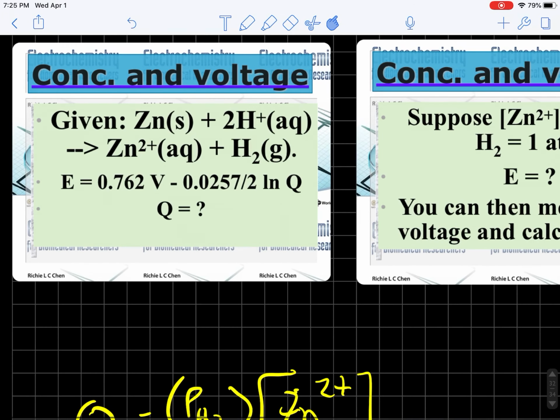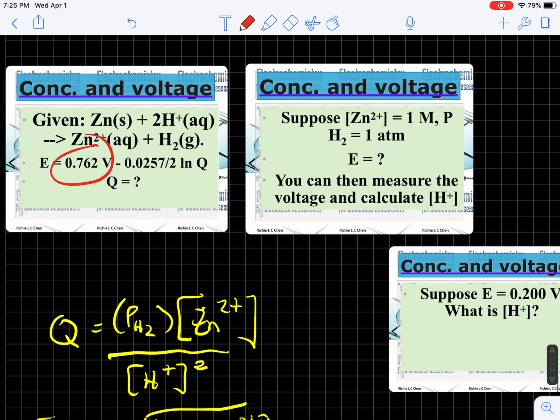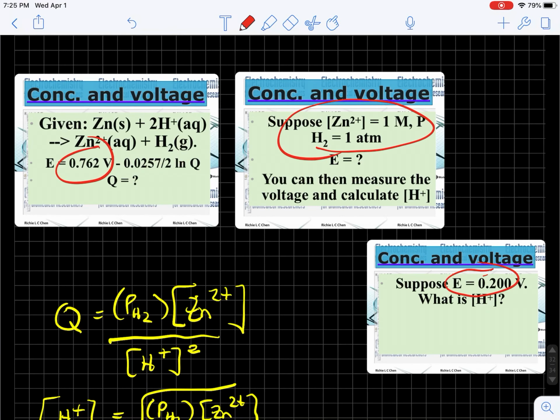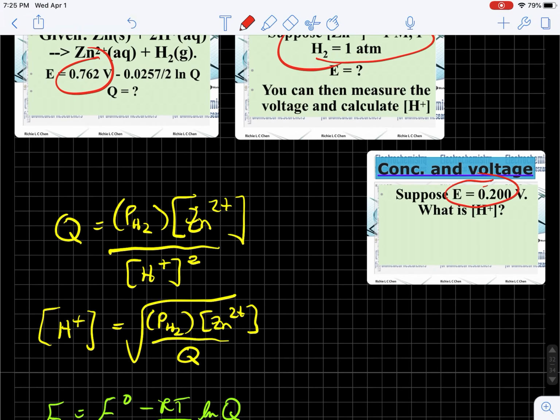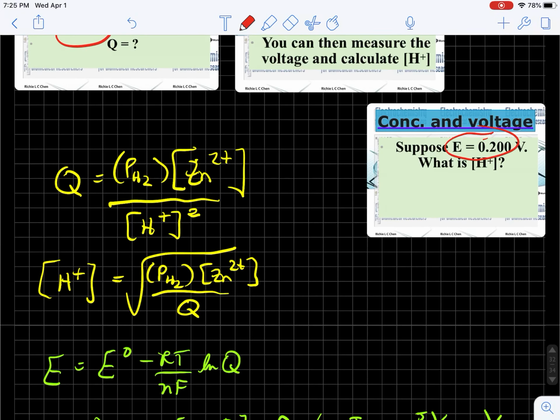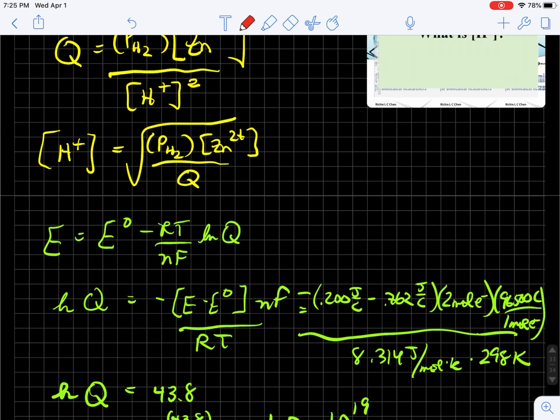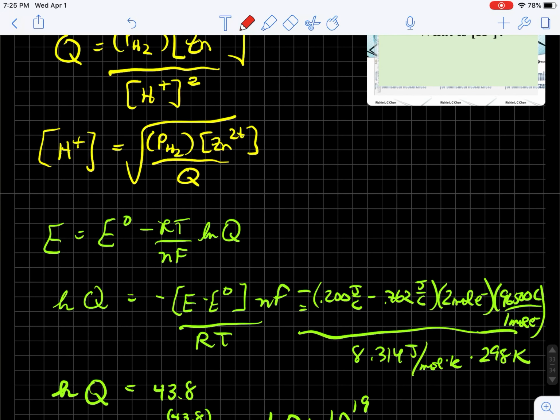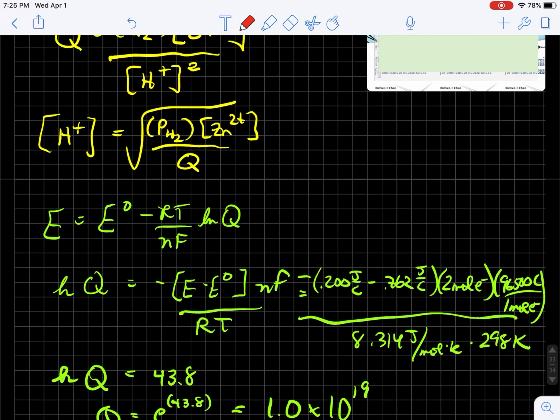Okay, so we got a couple of things going on here. They told us that E naught was 0.762 volts, but we could look that up on a reduction potential table. And these, of course, are the conditions under which we ran the lab, and then we measured E to be 0.200 volts. Okay, so first thing is, what is Q? Because of position of equilibrium, I'm going to have to use that equation, and Q is going to be products over reactants, so I can solve for H plus. If I knew the value of Q, I could get the value of H plus.